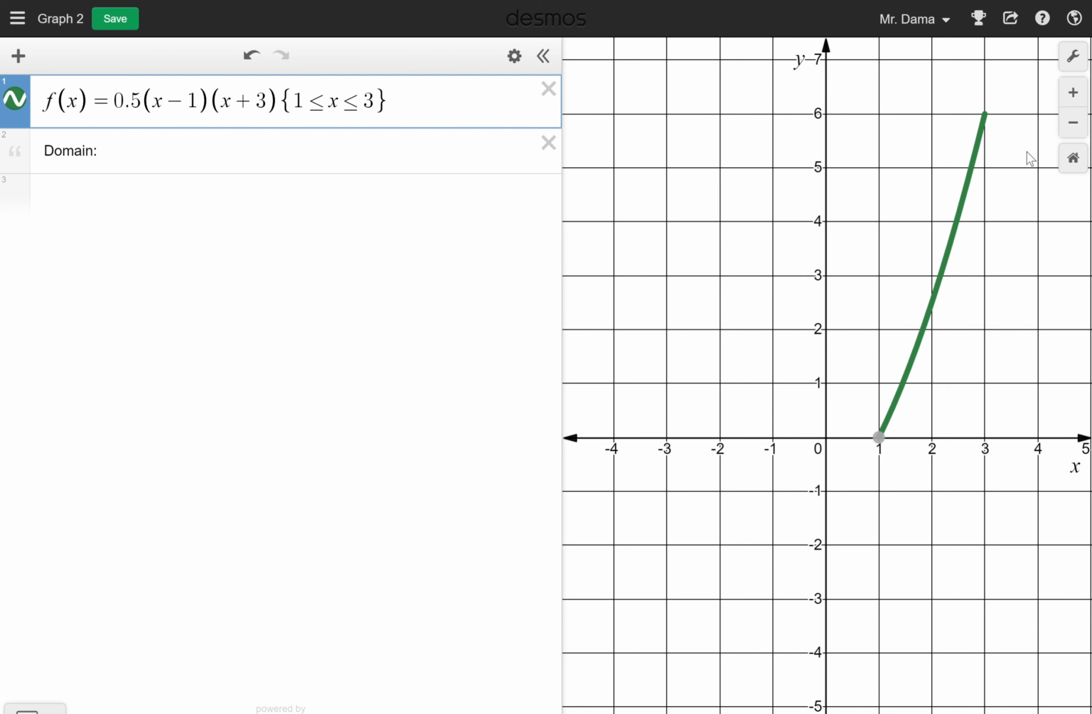Be very curious. Okay. The domain is from 1 to 3. What is the range?